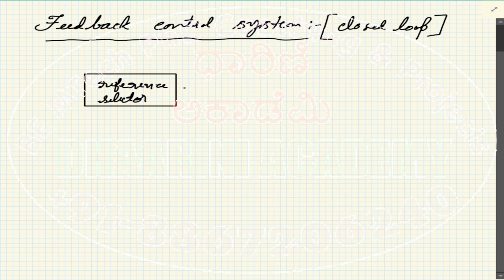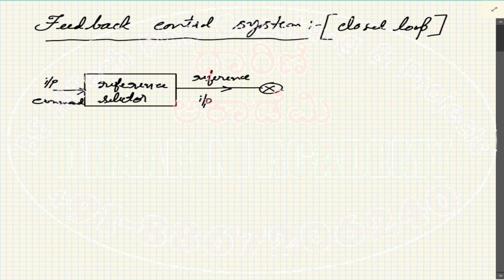And this takes the input signal from the outside world. We call it the input command. The input command passes through the reference selector, and that generates a specific type of input to the system. This is called the reference input.